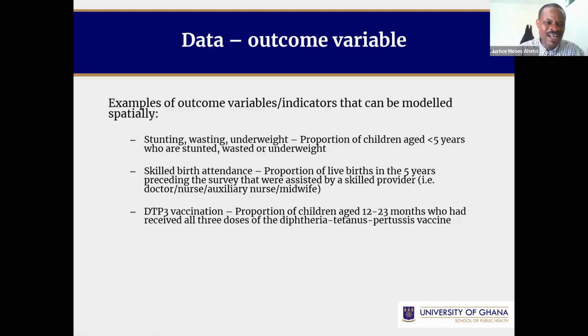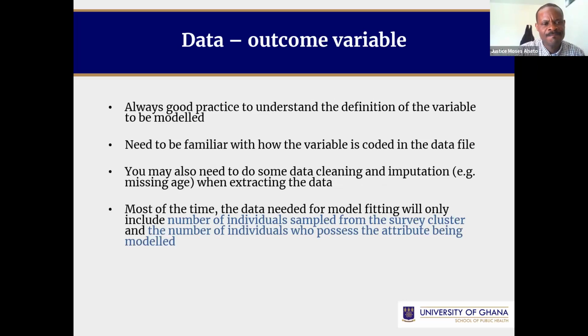Right, for the outcomes, in the practical session, we'll be considering stunting, wasting, underweight. Then we'll be considering skilled attendance. I think that one is in Nigeria, but the stunting I think is in Ghana. Then the vaccination also I think is in Ghana or maybe some other part. But what matters is that we need R to be able to combine those data sets and map them. Yeah.